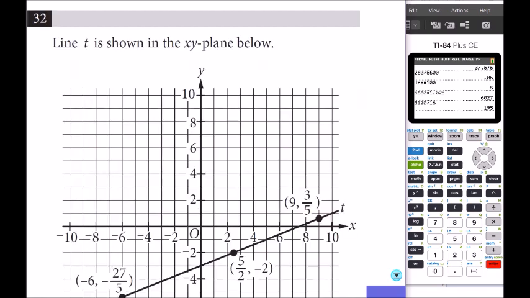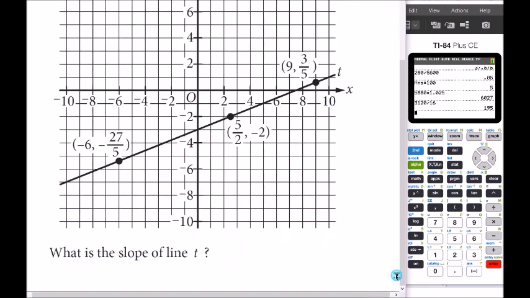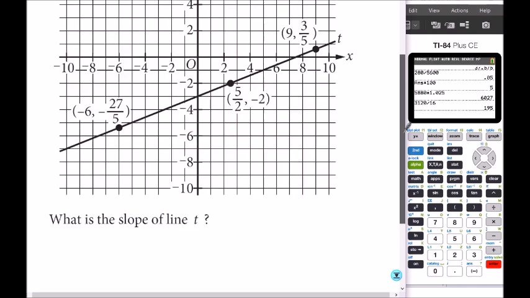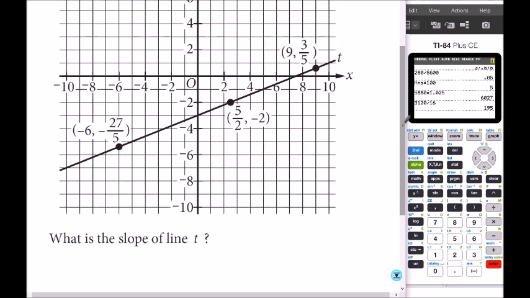32. Line t is shown in the xy plane. What is the slope of t? So you do rise over run, but we don't know exactly where it goes through. Maybe these two. 2 over 5. Could be 2 over 5, but let's double check, right? I guess there's a reason why they gave us these two. If you don't have time, maybe that's the right answer. But if you have time, use it. Use the given coordinates.